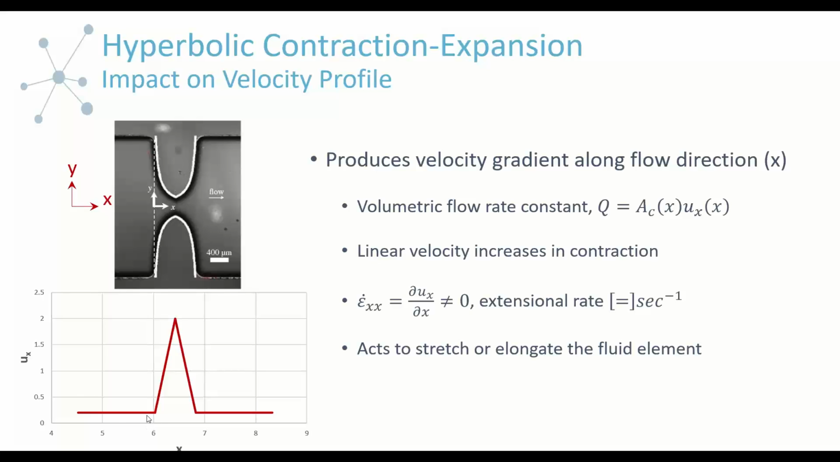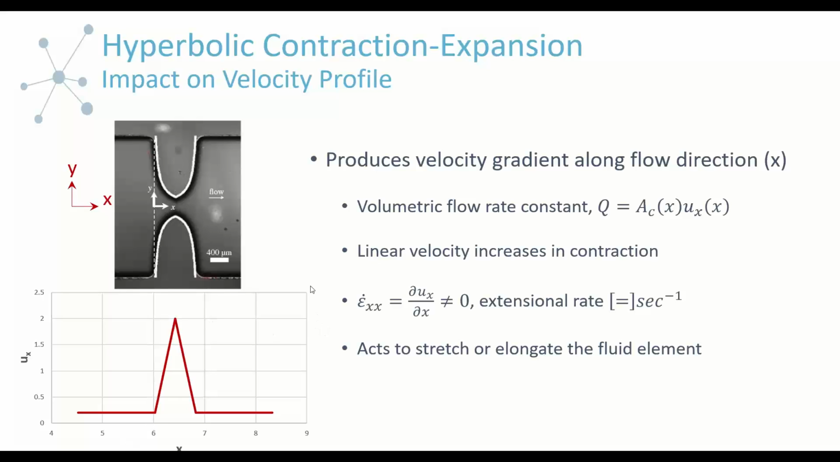Theoretically, velocity as we move along should be constant until we enter the contraction, and then it will rise in a linear fashion. Then as we move from the center point and exit the expansion region, velocity should decline and ultimately go back to a constant value. So theoretically, this is what we would expect from this specific hyperbolic geometry.